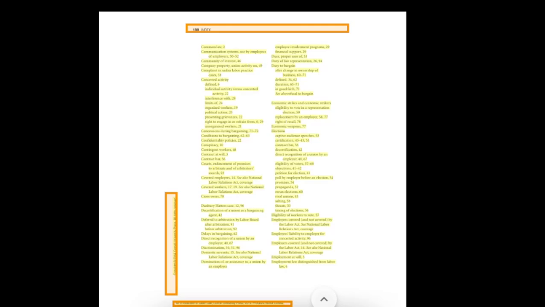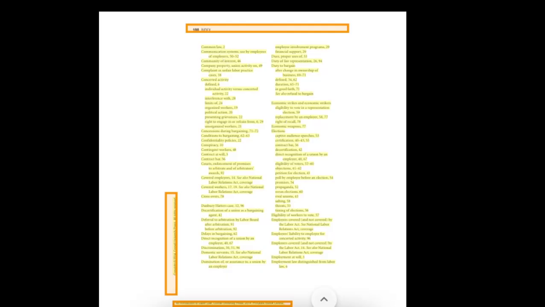Economic strikes and economic strikers: eligibility to vote in a representation election, 59; replacement by an employer, 58, 77; right of recall, 78. Economic weapons, 77. Elections: captive audience speeches, 53; certification, 40 to 43, 55; contract bar, 56; decertification, 42; direct recognition of a union by an employer, 40, 67; eligibility of voters, 57 to 60; objections, 41 to 42; petition for election, 41; poll by employer before an election, 54; promises, 54; propaganda, 52; rerun elections, 60; rival unions, 43; salting, 58; threats, 53; timing of elections, 56; eligibility of workers to vote, 57.